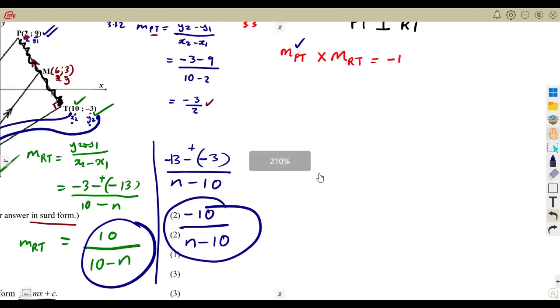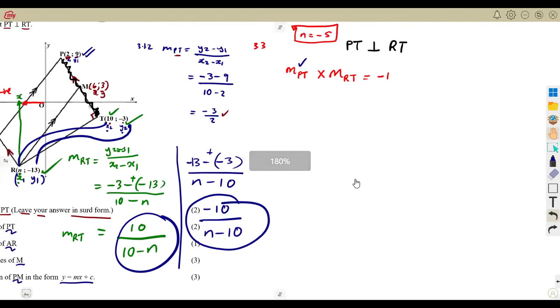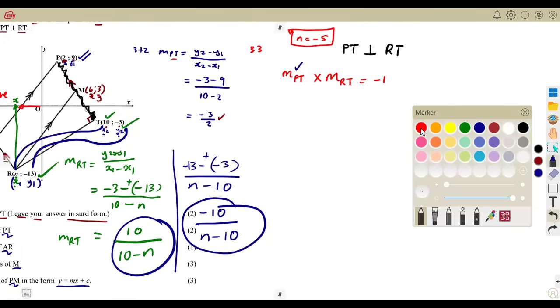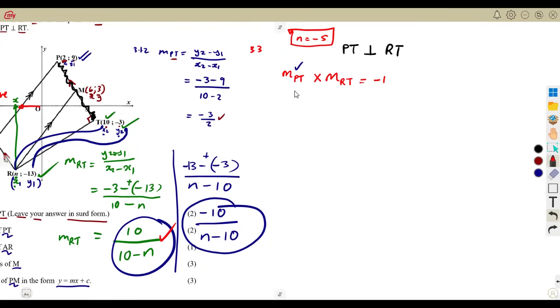Okay, I'm just going to do it so that we see that our n was going to be a negative 5. All right, so we're going to substitute. Let's start with the one that we calculated first. Remember, PT, we have it as minus 3 over 2, times the gradient of RT. The gradient of RT is the one that we just calculated, 10 over 10 minus n, is equal to minus 1.